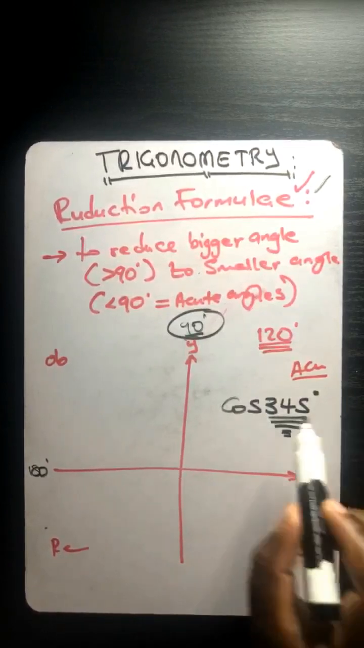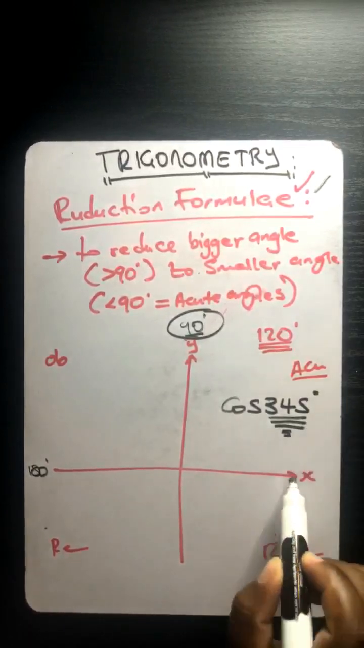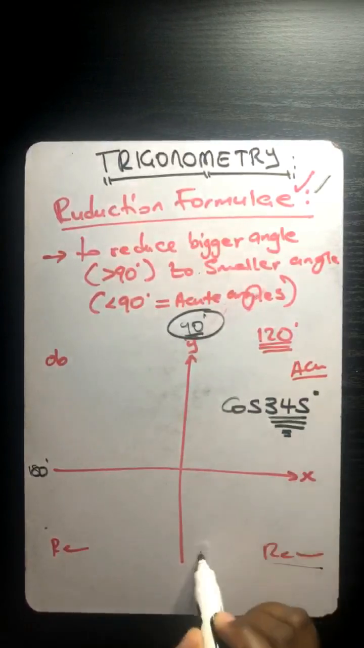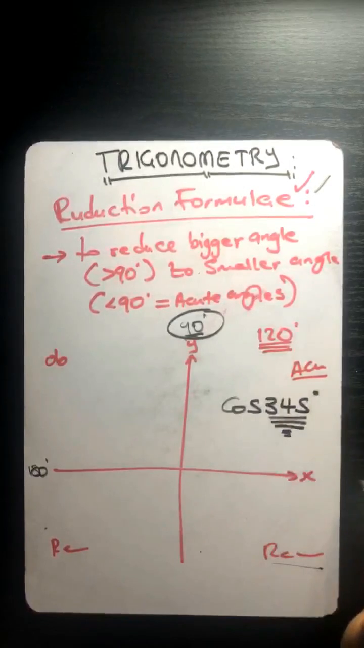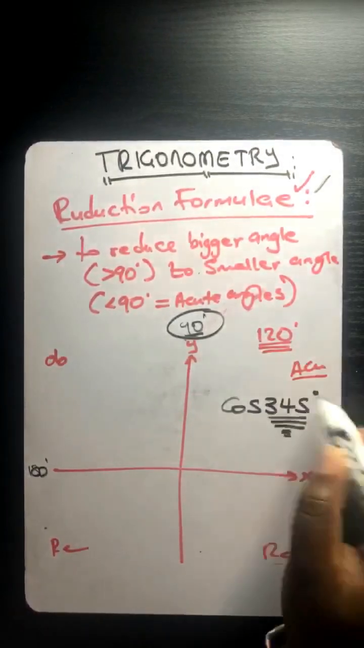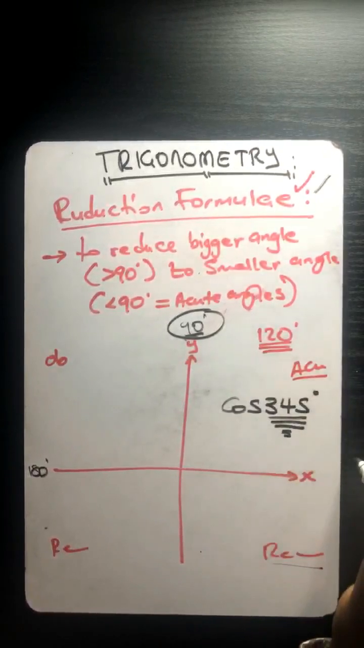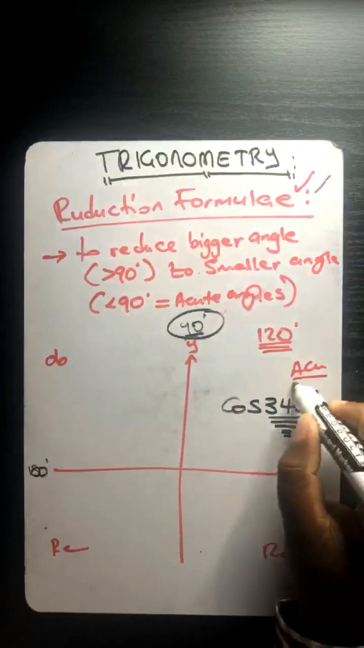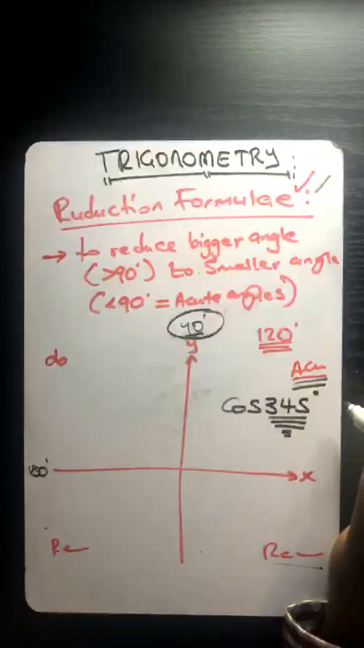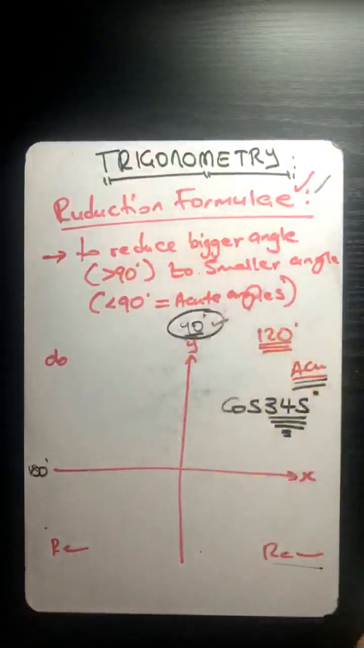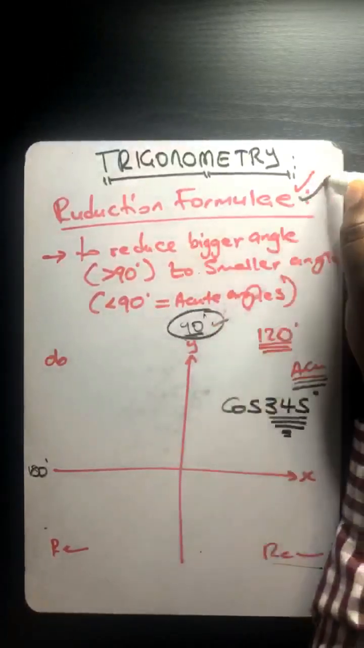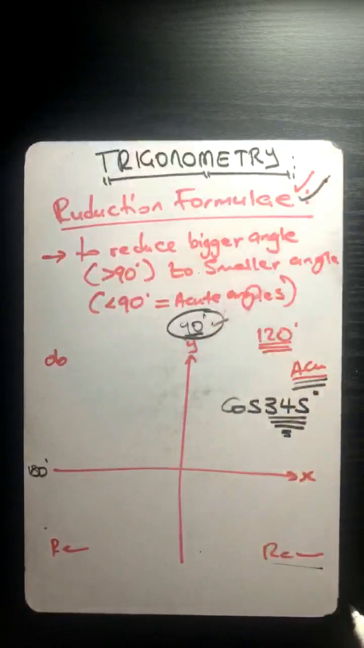Let's talk. This angle, you say it's a revolution because it falls in the fourth quadrant. Here comes the question: do we need to reduce it? Yes or no? Yes, sir. Why do we need to reduce that angle? To make it a smaller angle. Yes, to make it an acute angle. Yes, sir, we need to reduce it because it's bigger than 90 degrees. So can you see? That's where the reduction formula comes in.